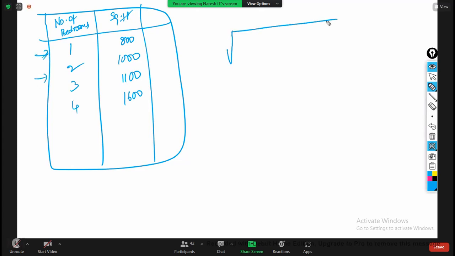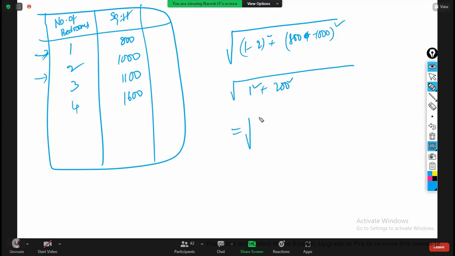What does the distance mean? It is the square root of (1 minus 2) whole square plus (800 minus 1000) whole square. That is the square root of 1 square plus 200 square, which is equal to 1 plus 40,000. Now, which is nothing but the square root of 40,001. The answer will be close to 200.04, something like this.